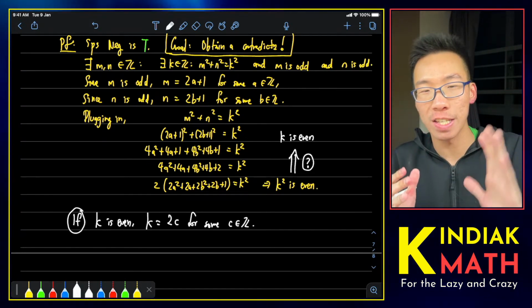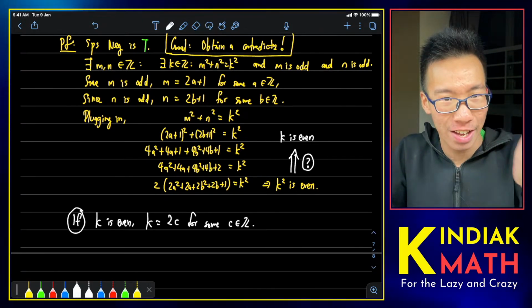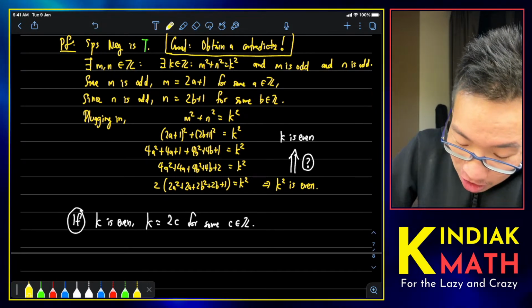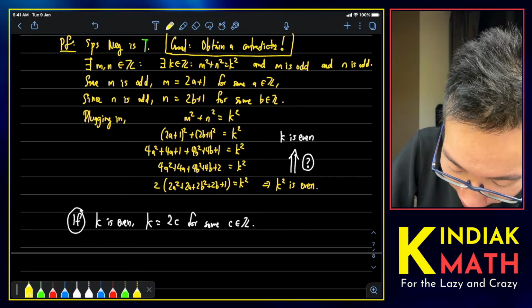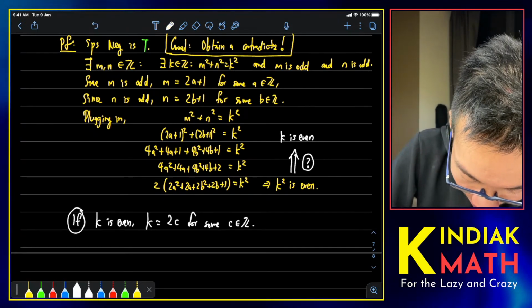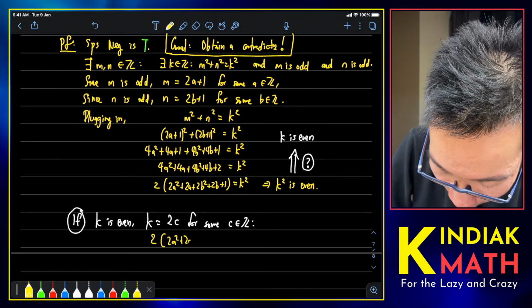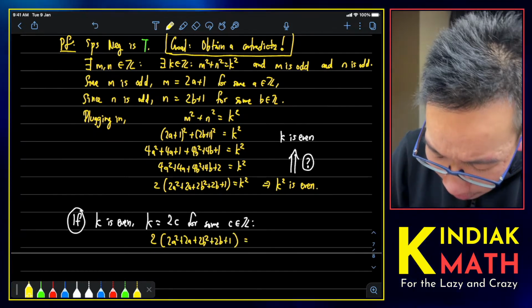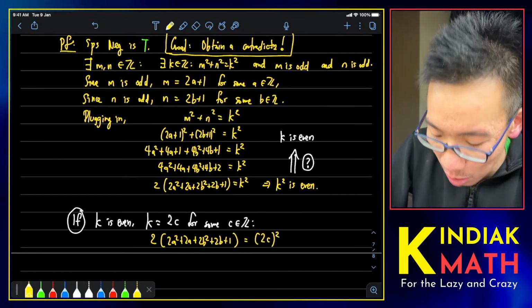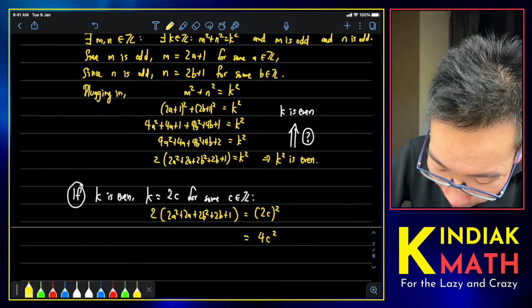If I can show that k is even, I need to do that. I haven't shown it yet. I think you guys did, but I haven't. So if I can show that that's true, that would be great, because now I can plug some stuff in. This will allow me to plug in k to be 2c all squared, which simplifies to 4c squared.